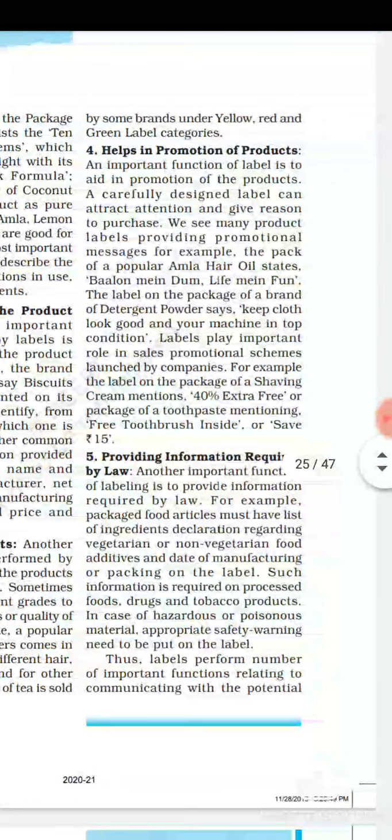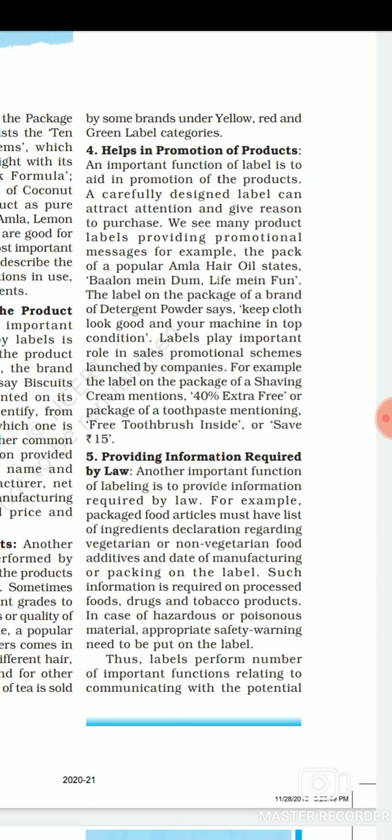Now next is help in promotion of the product. Labeling is also providing information, and by a complex and well-designed graphic label, it also works as a form of promoting the product. Now if a careful design of the label has been done, it also attracts the attention of the customer and gives a reason to purchase.